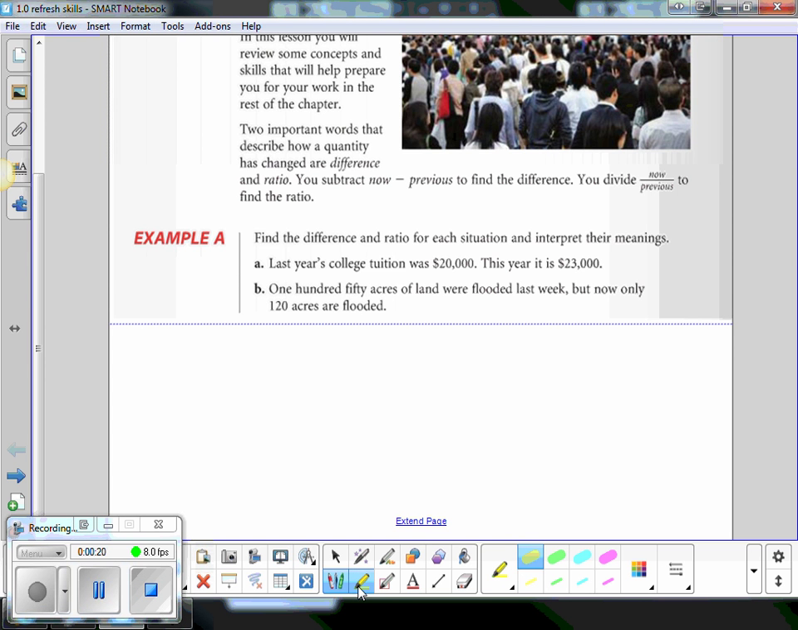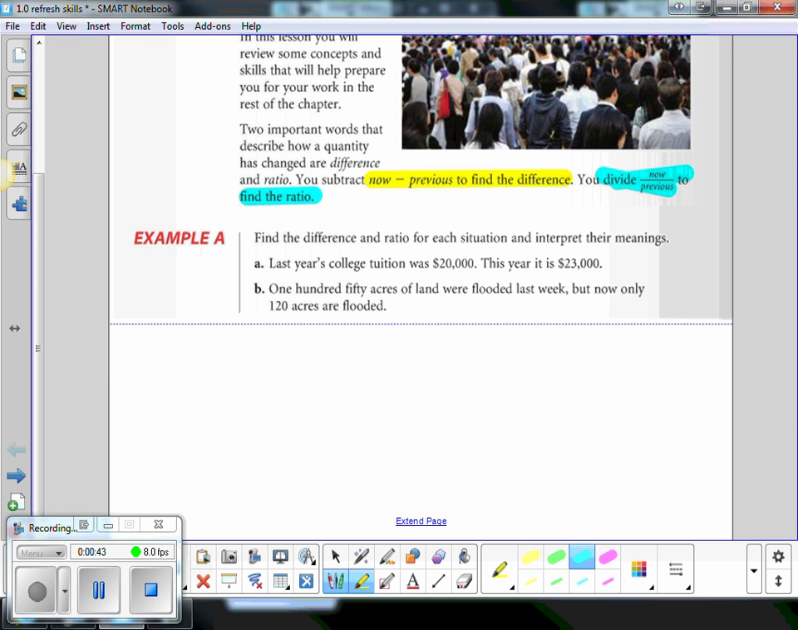in each situation. And it tells you here in yellow, you subtract now minus the previous to find the difference. And in blue, you divide now divided by the previous to find the ratio. Okay, so let's keep that in mind. Now minus previous is the difference. Now divided by previous is the ratio.